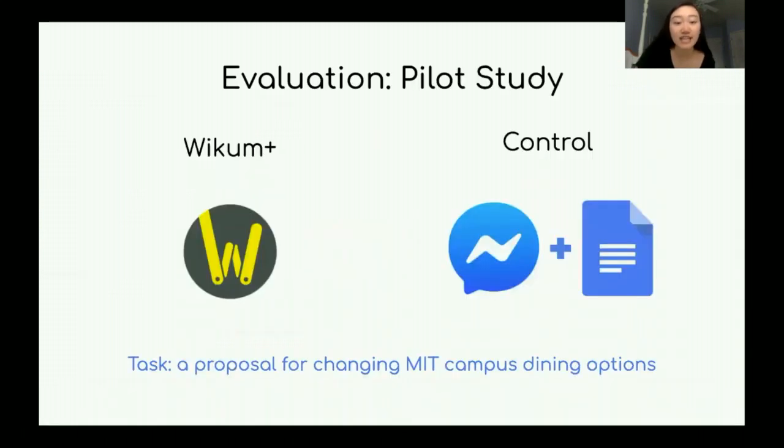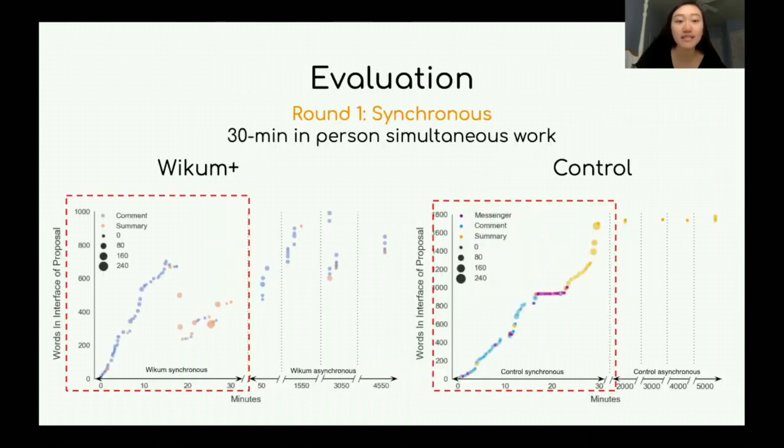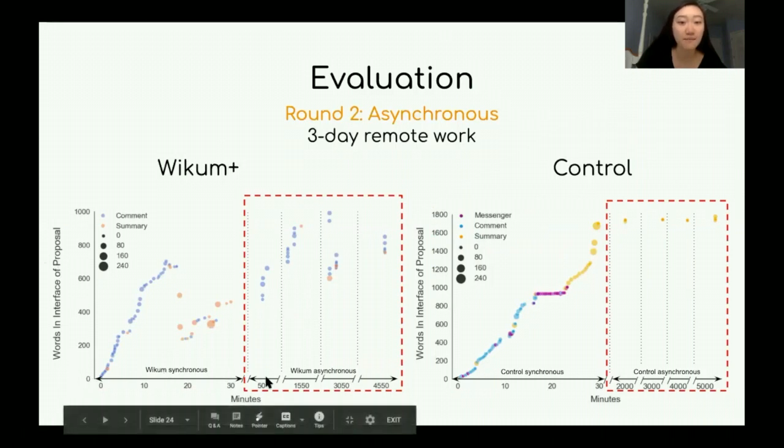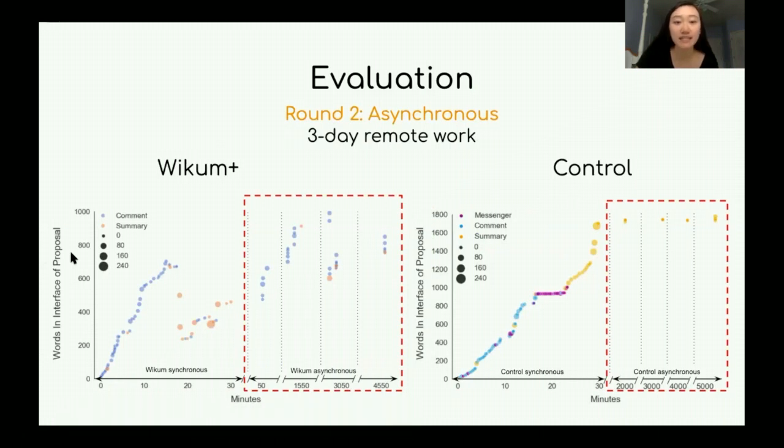I conducted a user study where college students write a proposal to improve campus dining options. One group used Wickham, and the other control group used Google Docs and a messaging app. The study had a synchronous in-person 30-minute portion, followed by an asynchronous remote portion over 3 days. This graph shows the default number of words shown on each interface over time. In Wickham, this value includes the words in summaries and unsummarized comments, because summarized comments are collapsed. In the control group, this is just the total word count.